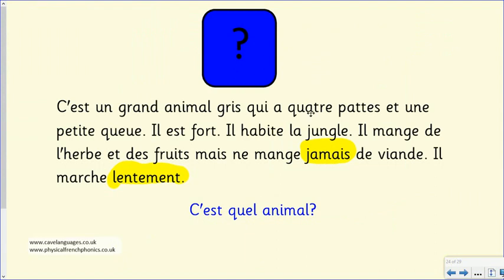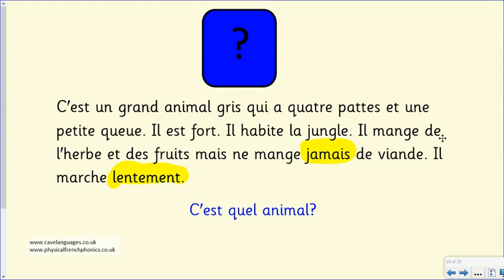C'est un grand animal gris qui a 4 pattes et une petite queue. Can you work that out? It's a large grey animal which has 4 feet and a small tail. Il est fort. It is strong. It's a strong animal. Il habite la jungle. It lives in the jungle.